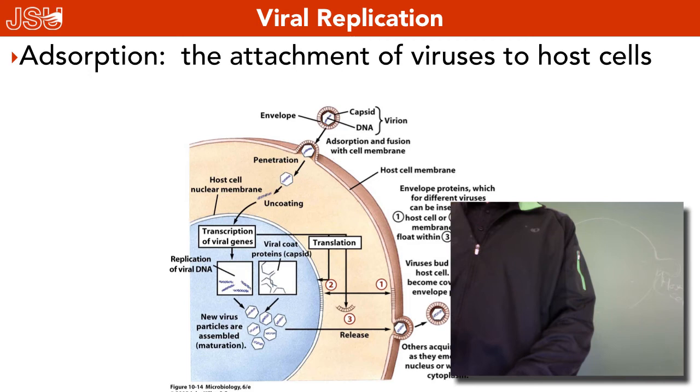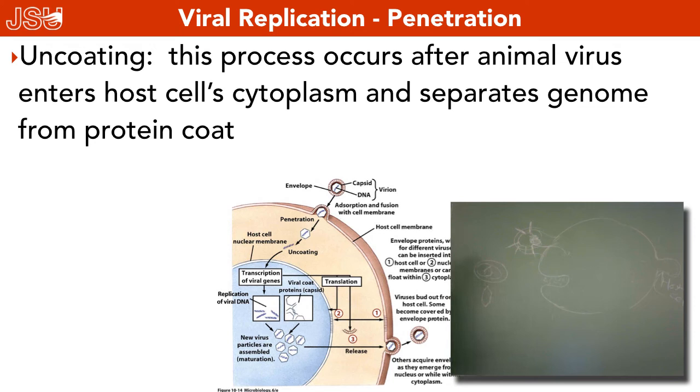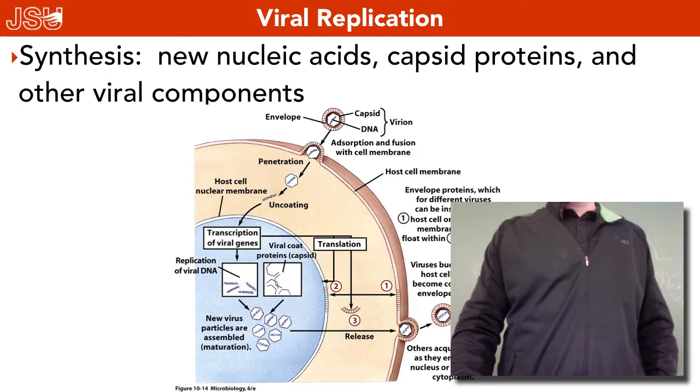All right, we're good? Okay. All right, uncoating. We talked about that a second ago. Once that is in, it has to do what? It'll release its what? DNA or RNA, right? Because if it's inside of a protein shell, that nucleic acid has to somehow leave that shell. So that would be the next step, the uncoating step. Kind of makes sense, though, when you think about it. All right. Next is synthesis.